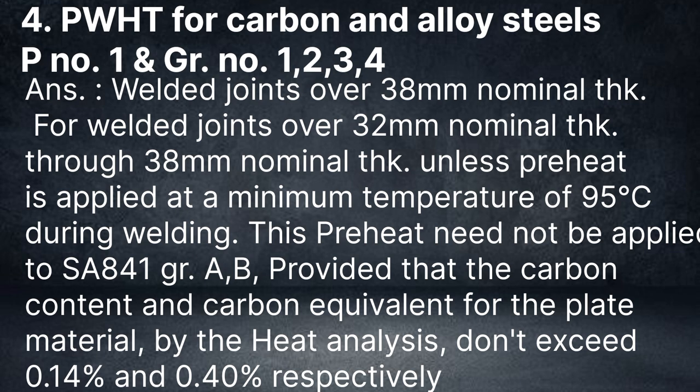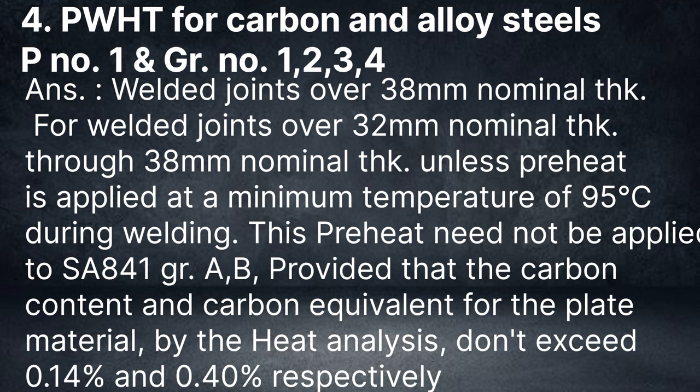For welded joints over 32 mm nominal thickness through 38 mm nominal thickness, PWHT is required unless preheat is applied at a minimum temperature of 95 degrees Celsius during welding. This preheat need not be applied to SA-841 grade A and B, provided that the carbon content and carbon equivalent for the plate material by heat analysis do not exceed 0.14% and 0.40%.